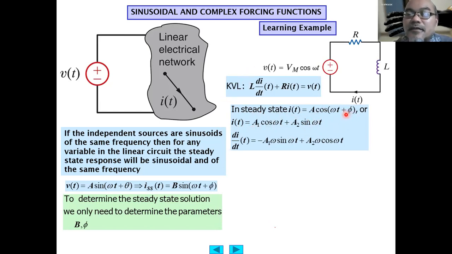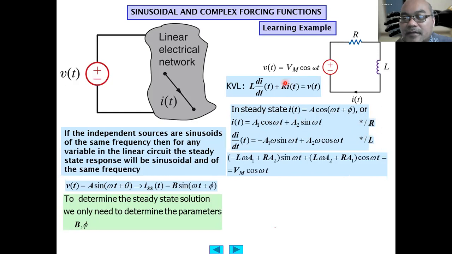Remember that cosine of omega t plus phi equals cosine omega t cosine phi minus sine omega t sine phi, right? So that minus term becomes this A2. So di/dt will then equal minus A1 omega sine omega t plus A2 omega cosine omega t. So multiplying this by R to find this term, and multiplying this by L to get this term.